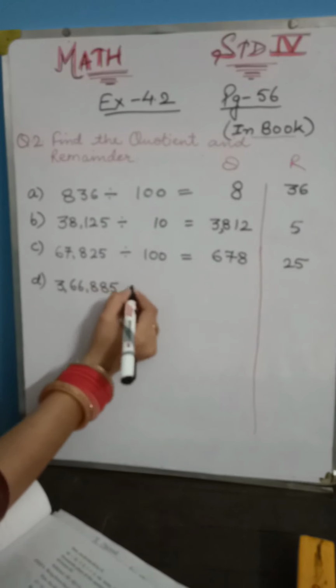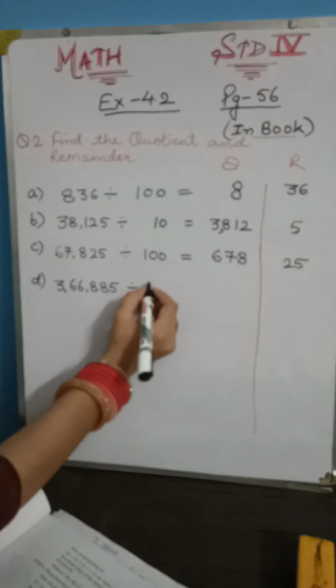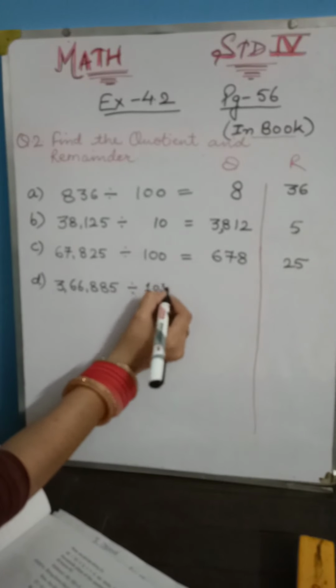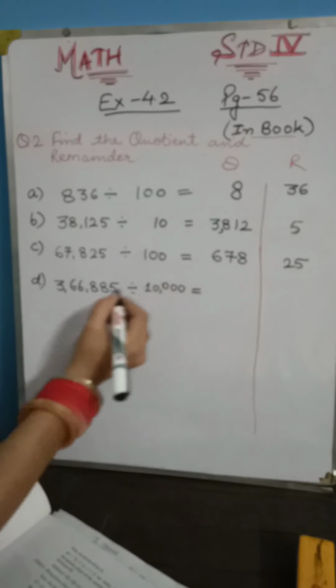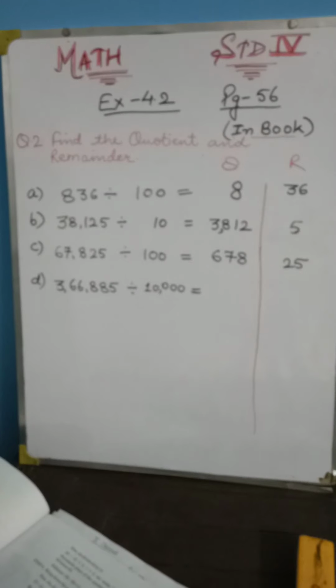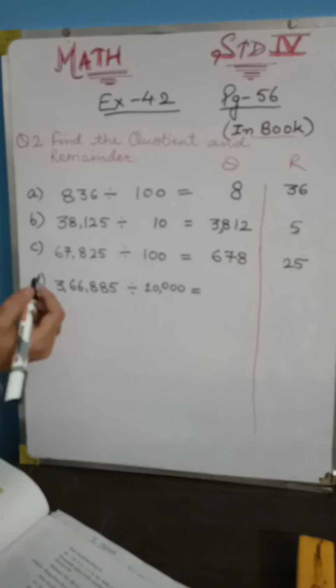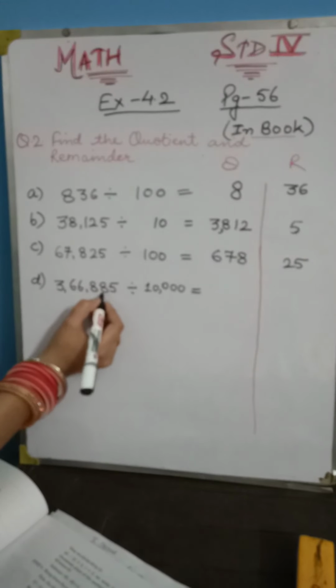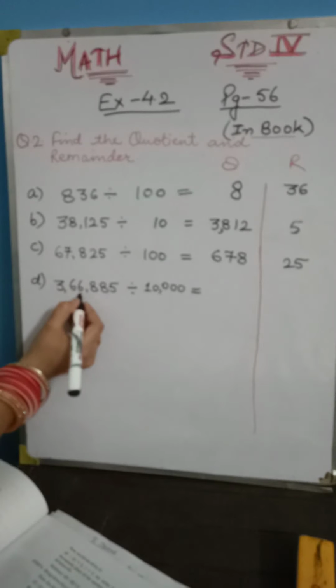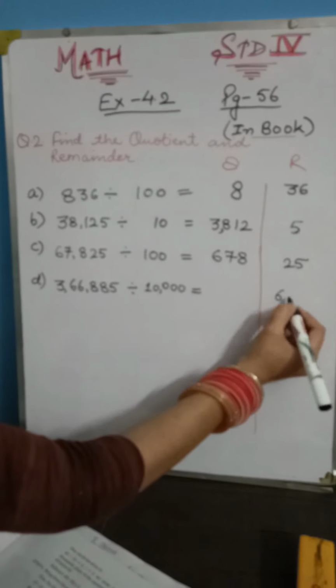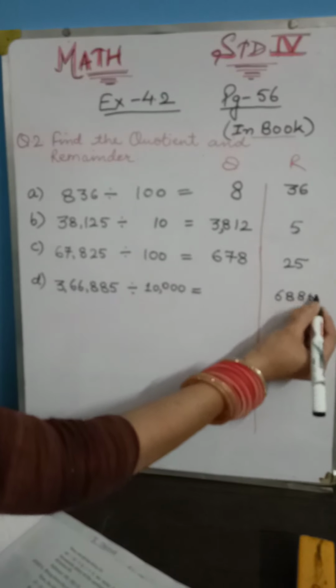Next is 3,66,885 divided by 10,000. How many zeros are there in 10,000? 4 zeros. 1, 2, 3, 4. It means 4 digits. We will count the last 4 digits, starting from here: 6, 8, 8, 5. This is 6,885.